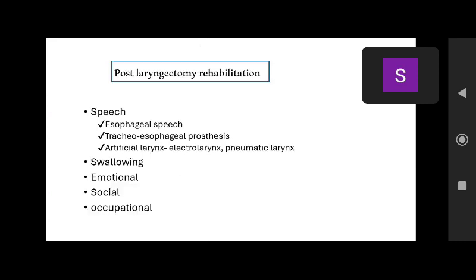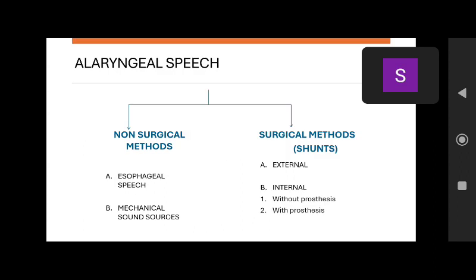So coming to the post-laryngectomy rehabilitation. For a laryngectomy patient, we have to rehabilitate speech, swallowing, and emotional, social, and occupational outcomes. Most commonly in speech, there are esophageal speech, tracheoesophageal prosthesis, and artificial larynx in terms of electrolarynx or pneumatic larynx. So this is a broad classification. How will you rehabilitate the speech based on non-surgical and surgical methods?